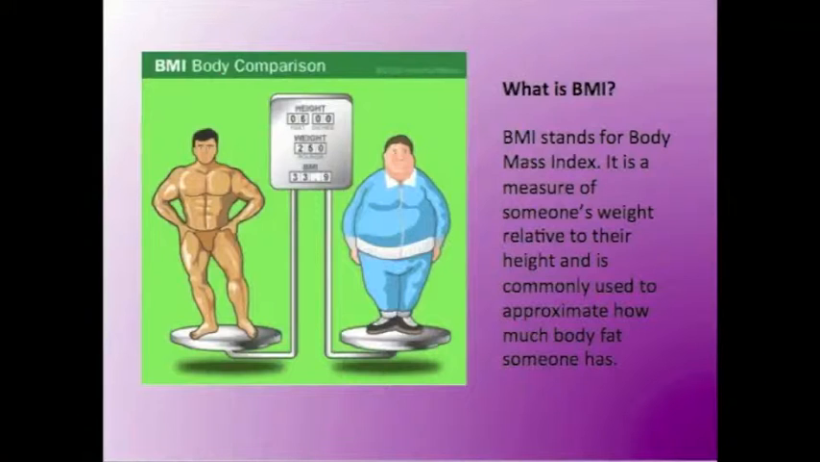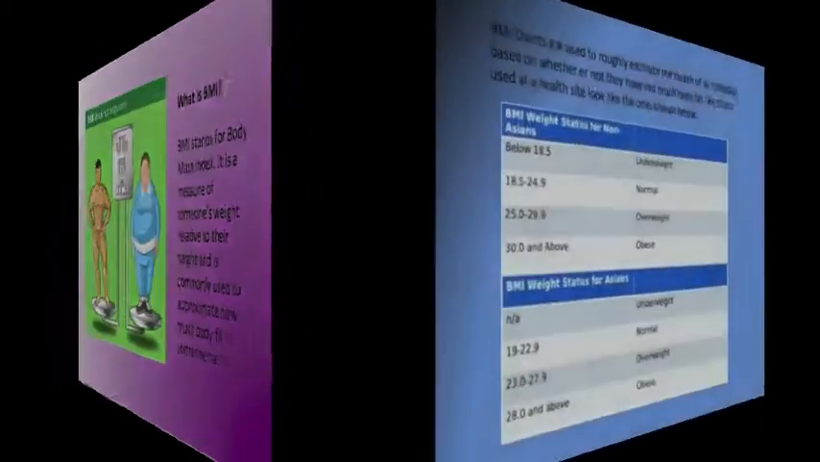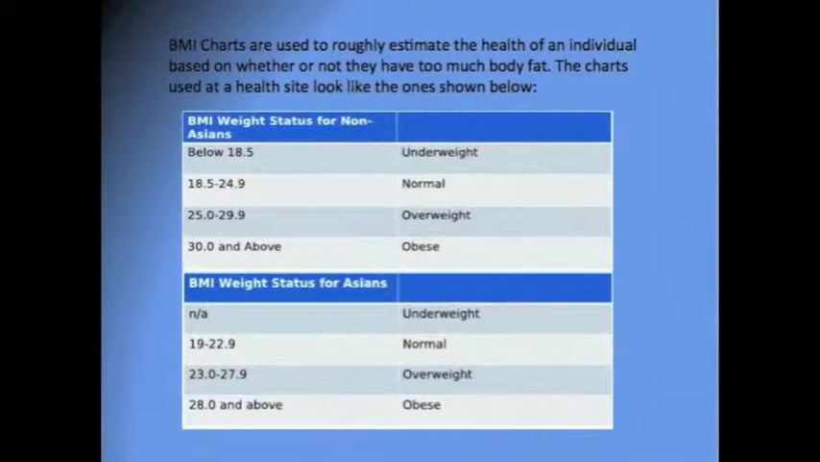BMI stands for Body Mass Index. It is a measure of someone's weight relative to their height and is commonly used to approximate how much body fat someone has. BMI charts are used to roughly estimate the health of an individual based on whether or not they have too much body fat. The charts used at a health site look like the ones shown below.